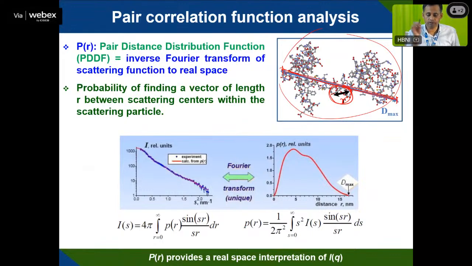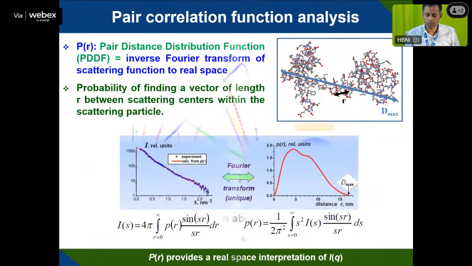It's nothing but the inverse Fourier transform of the scattering function to real space. Like this is the intensity versus size. You see the intensity is decaying like this, and you go for a Fourier transformation, and you are able to get that P(R) function, that is, the pair distribution function. And this pair distribution function provides the real space interpretation of I(Q), that is, intensity.